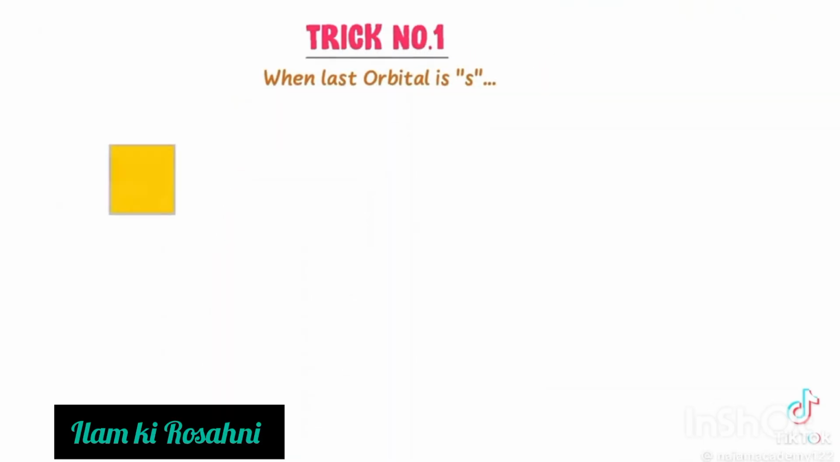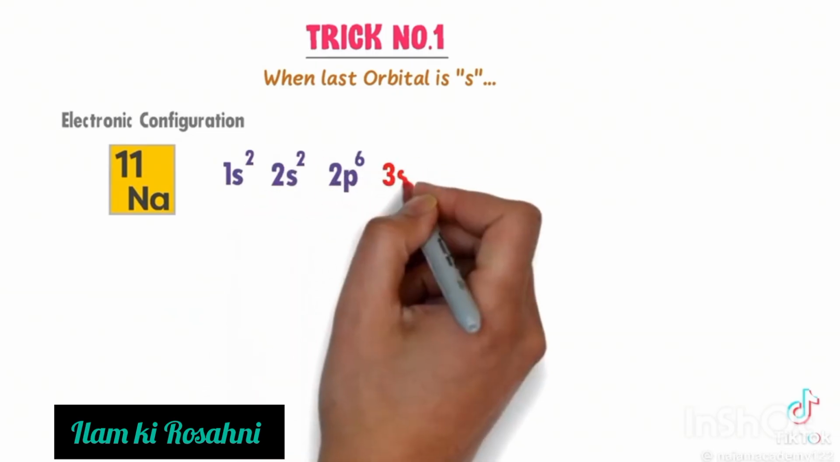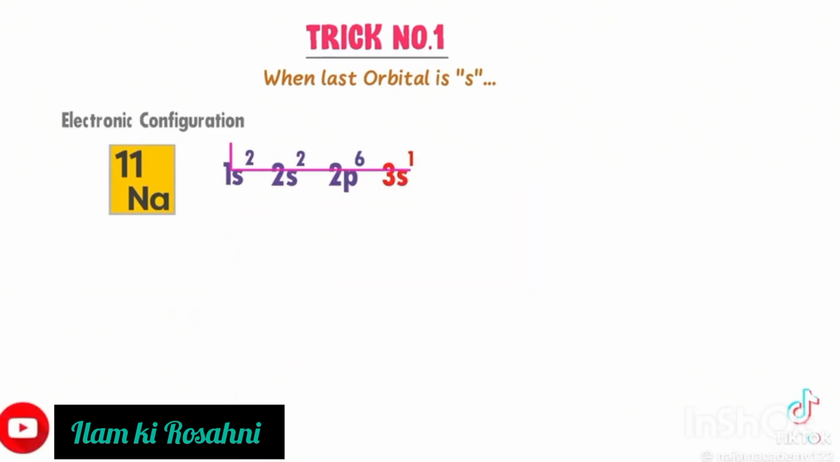Now let me teach you the first trick, when the last orbital is s. For example, consider sodium. We know that its atomic number is 11. Its electronic configuration is 1s2, 2s2, 2p6 and 3s1. 2 plus 2 plus 6 plus 1 is equal to 11. So I have successfully configured the electrons of sodium.